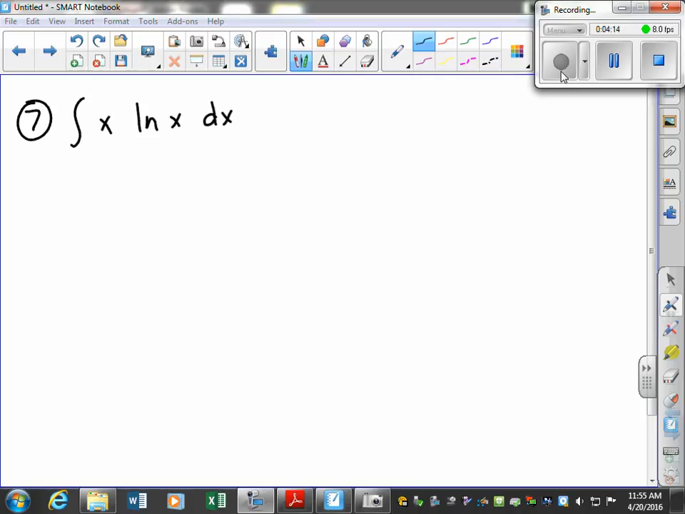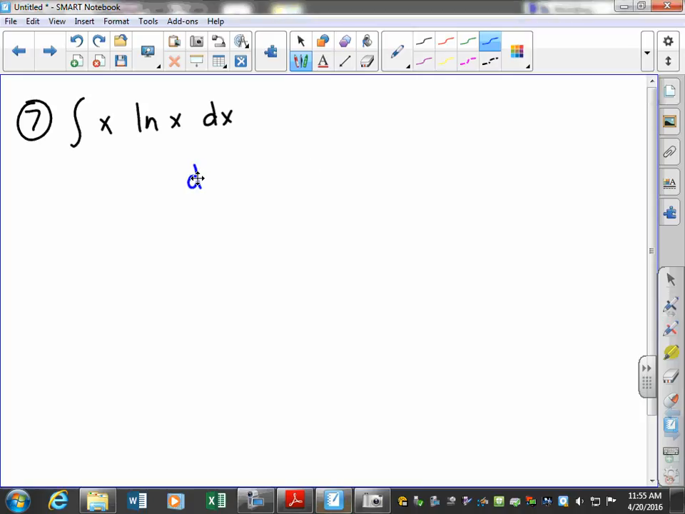Okay, let's see another one of these. So first of all, we said we like the dv to be most complicated, but when we have a logarithmic function, we're going to let that be our u. So if this natural log of x is our u, what's our dv going to be? x dx. Good.